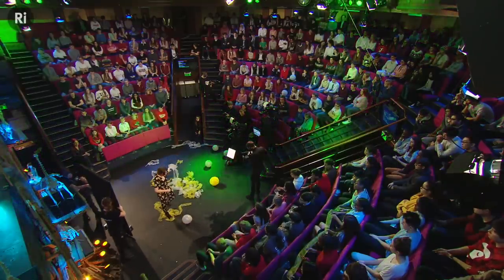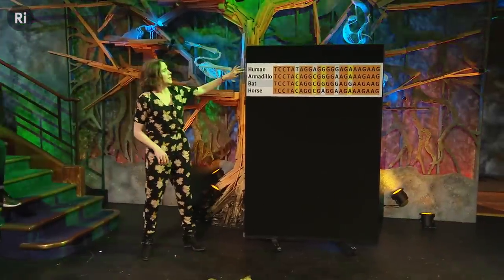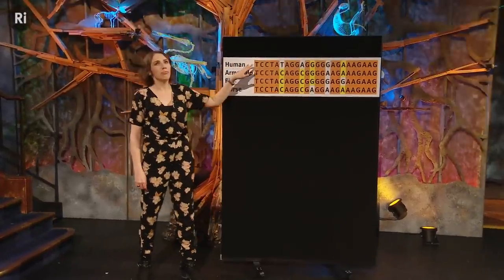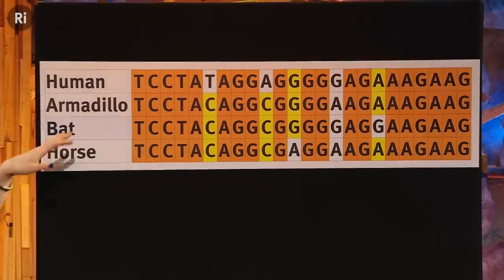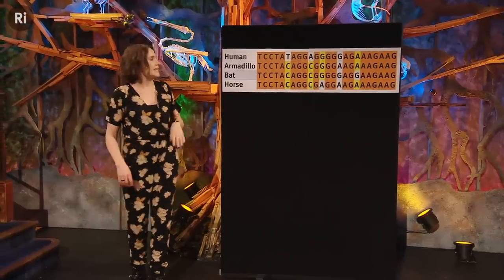And so look at this. This is a real piece of DNA sequence. This is from the human genome, so you all have this in you. This is actually a little bit of a gene, and this gene is involved in the development of your front limb. So for you, that's an arm. For the horse, it's a leg.